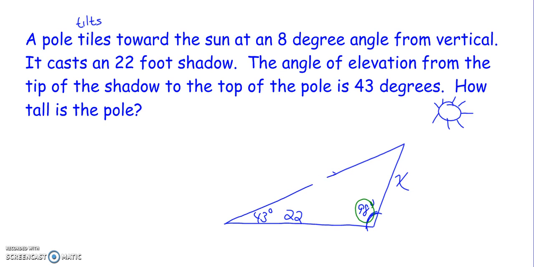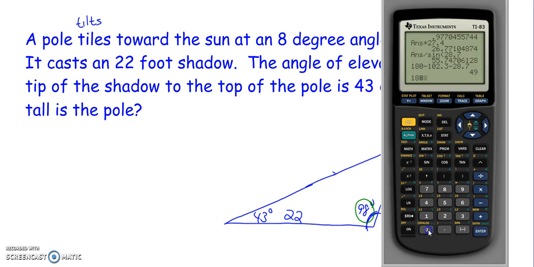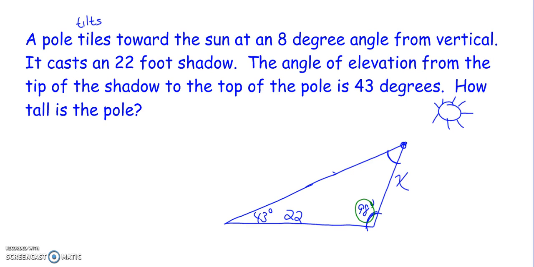I don't know that. I also don't know this angle, which is not the angle I'm looking for, but I don't have that angle. What I need to do is figure out this angle, and fortunately that's relatively easy because I have two angles in my triangle already. So you go to your calculator, you take 180 minus 98 minus 43, and you end up with a 39-degree angle. So that's the first part.